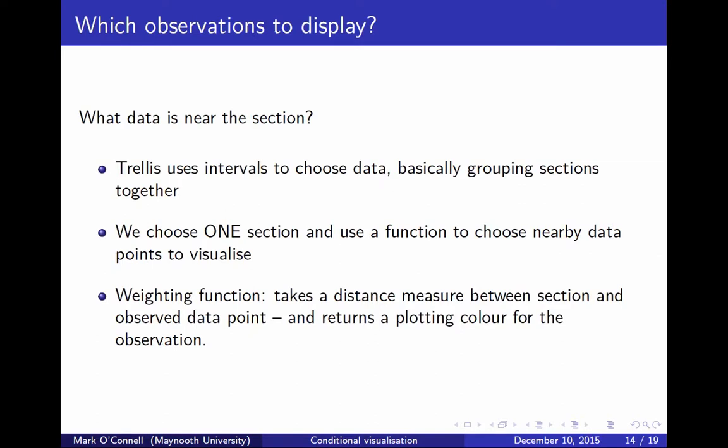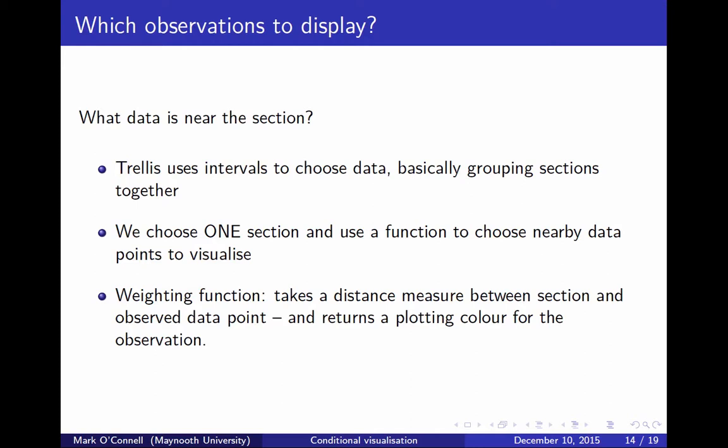So far, we've talked about choosing a section and displaying the fitted model, but we did not discuss how the observed data were displayed. How do we decide which data points to show? How do we decide what is near the section? So in trellis, intervals are used to decide what data points are plotted. This is a nice, interpretable way of conditioning on variables, but it is not very flexible and is most likely inspired by the need to create static visualizations suitable for printing.